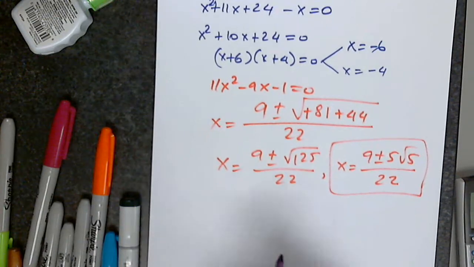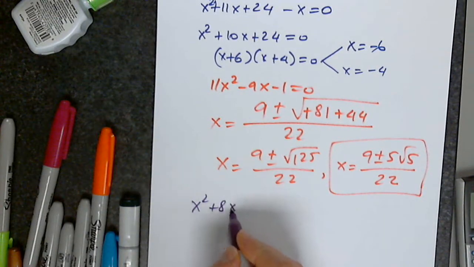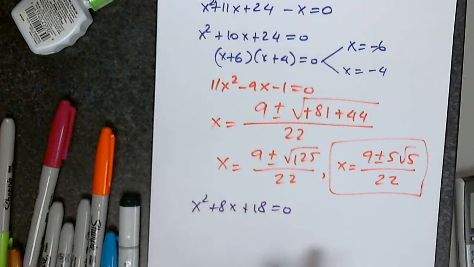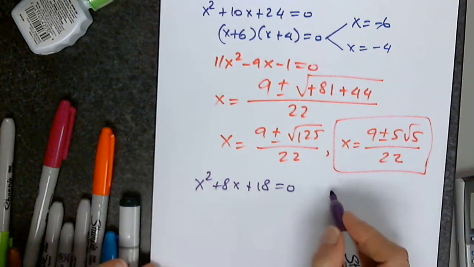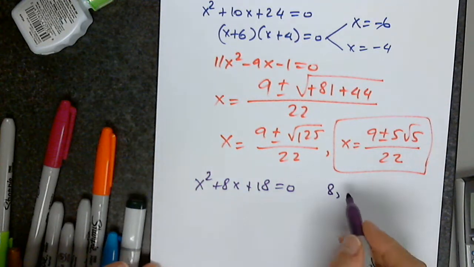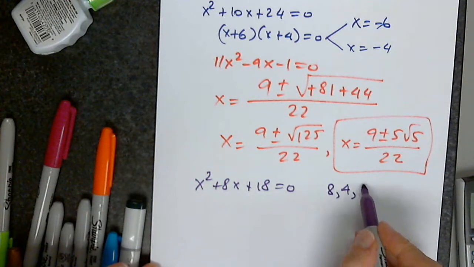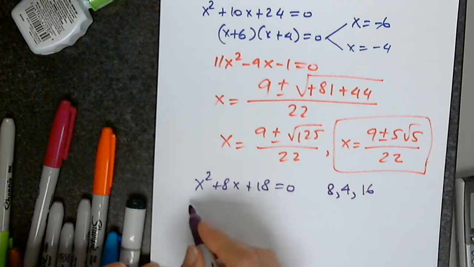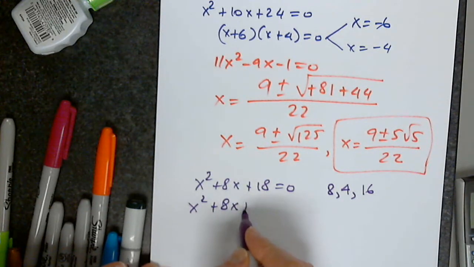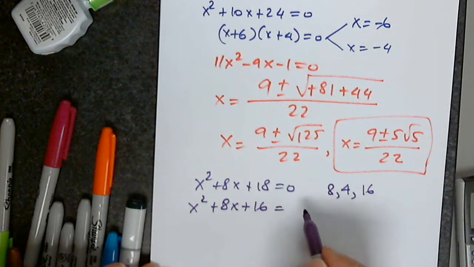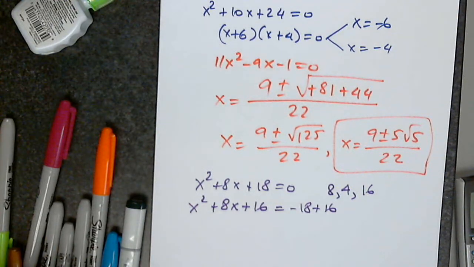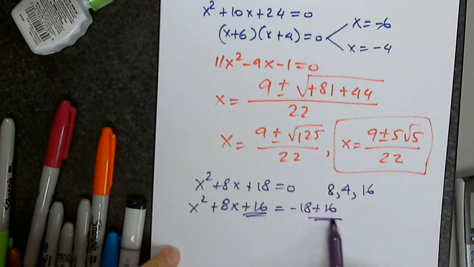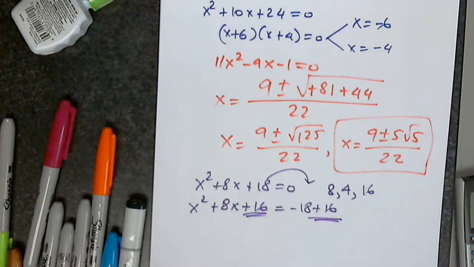Okay. So in 1b we have x squared plus 8x plus 18 equals 0. We're asked to use completing the square. 8 divided by 2 is 4. We square 4, we get 16. So this is x squared plus 8x plus 16 equals -18 plus 16. I have to add 16 to both sides, and I have to move 18.